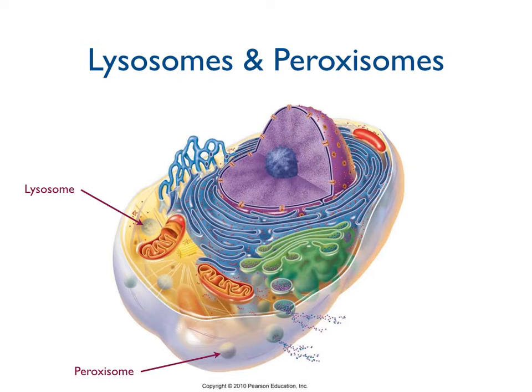For example, peroxisomes contain oxidase enzymes responsible for breaking down harmful oxygen-containing compounds like alcohol and hydrogen peroxide, which is produced as a byproduct of metabolic reactions that occur in the body. Lysosomes, on the other hand, contain acid hydrolases, enzymes that act as cellular digesters, breaking down foreign particles that enter a cell and old cell parts that maybe aren't working like they're supposed to.